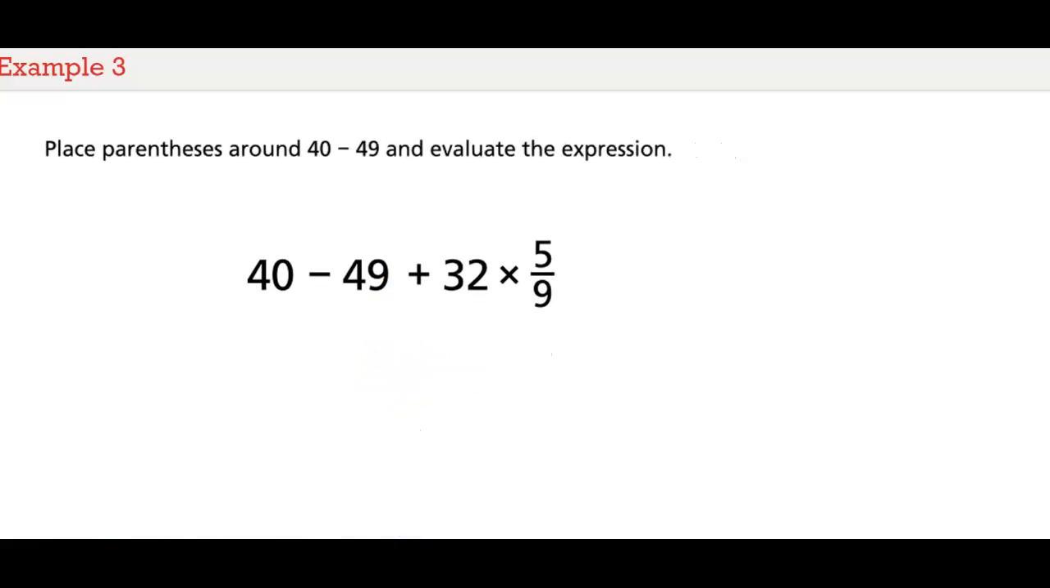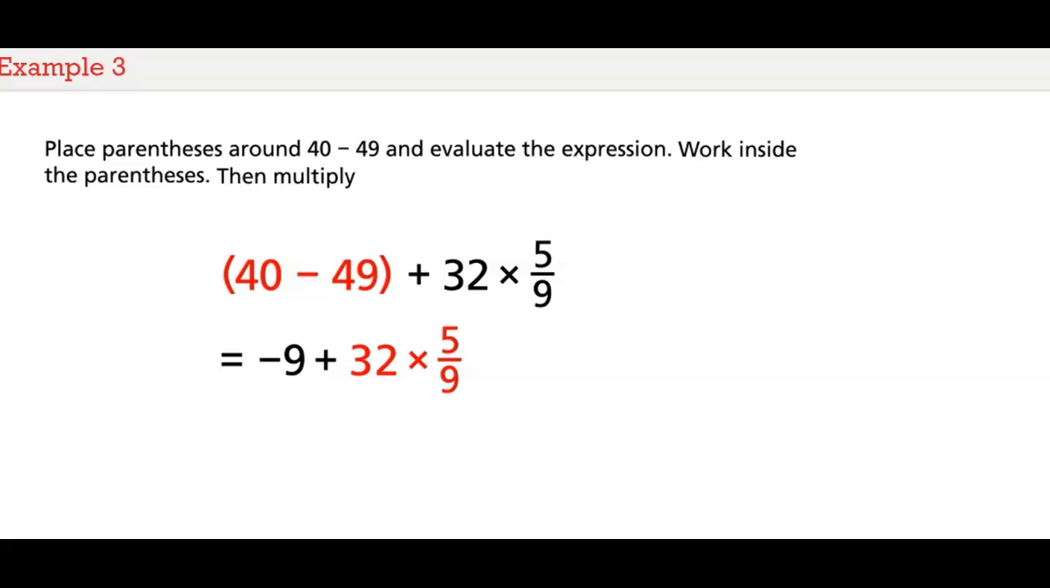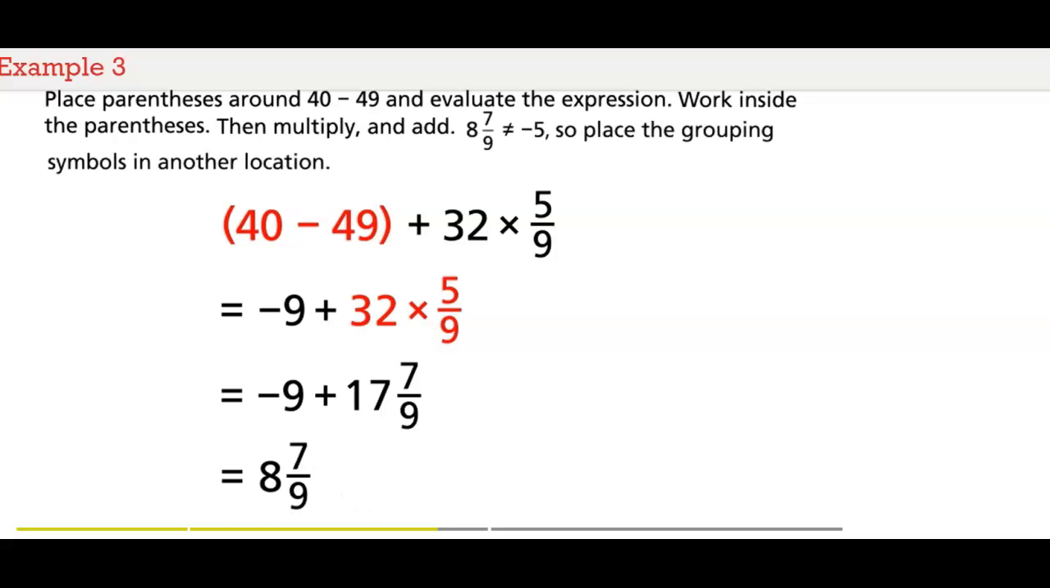To begin, try placing parentheses around 40 minus 49 and evaluate the expression. First, work inside the parentheses. 40 minus 49 equals -9. Then multiply 32 by 5/9, which is 17 7/9. Now add. This expression has a value of 8 7/9, which does not equal -5, so you need to place the grouping symbols in another location.